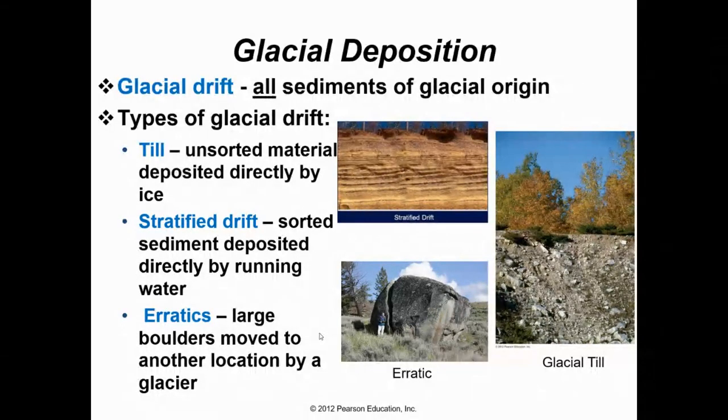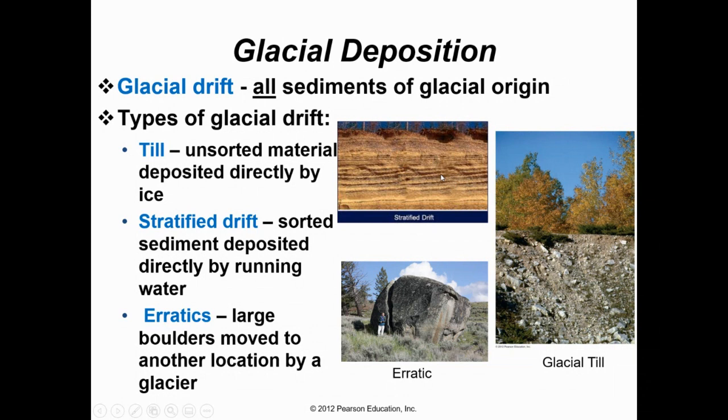Okay? The first is called till, or glacial till. Okay, that's this picture over here on the right side. That's just basically an unsorted, jumbled mess of earth materials of all size. Okay, that's typically how you find it in a glacier. Once the material's been plucked and abraded, it all tends to mix together into a big jumbled mess.